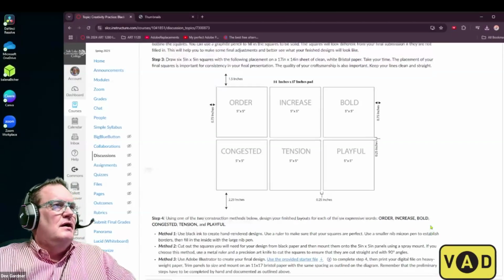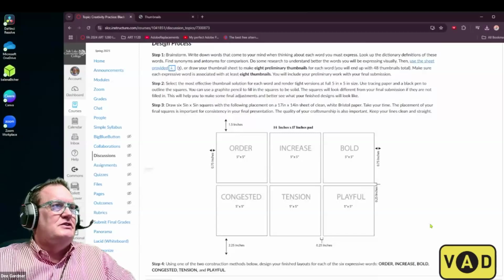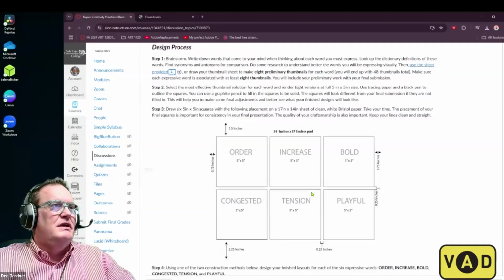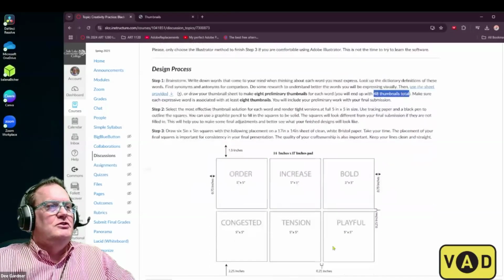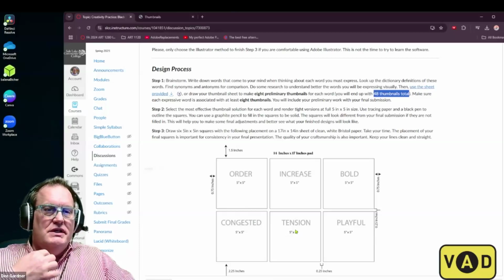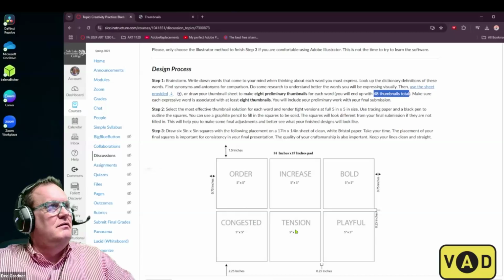So this is the first one. You won't need to do any sketches until you get to this point. Here's where it says 48 thumbnails total. For each emotion, and emotion isn't quite the right word, but for what we're trying to do here, you should do eight sketches for each one of these, like order, increase, bold, and I want to make sure to see all of the sketches that go along with that.